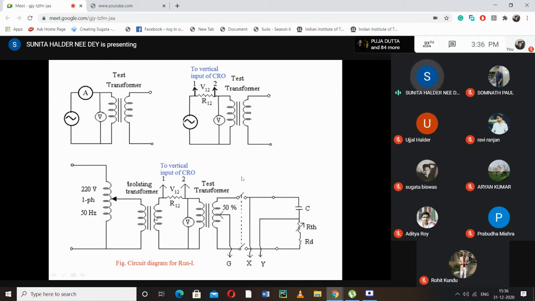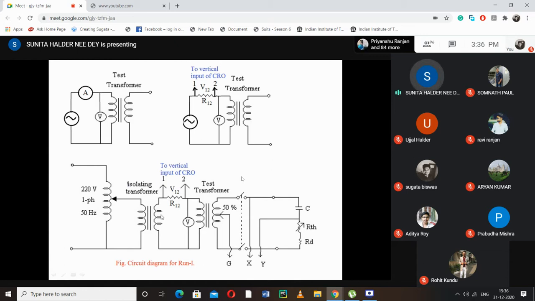Why do we need the isolating transformer? We are observing some waveform, so that should be free from any electrical noise or any electrical discrepancy coming from the input side. You know, any transformer gives electrical isolation, because in a transformer there is no connection between primary and secondary.